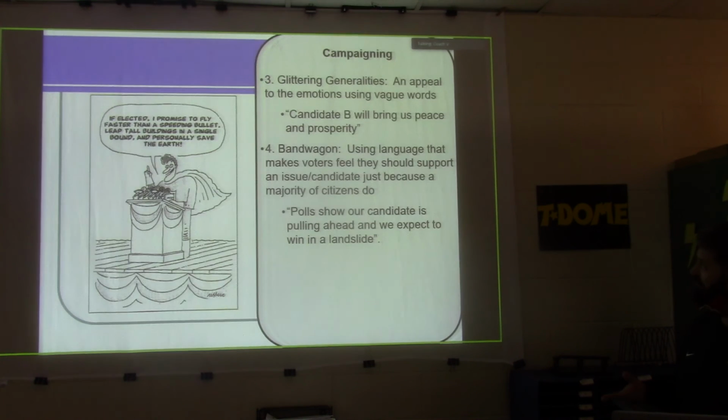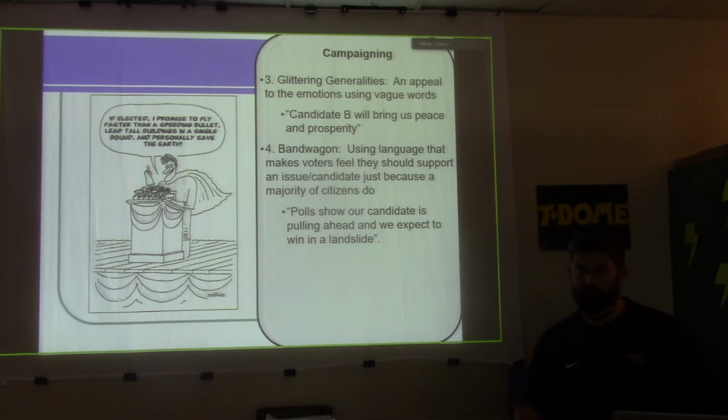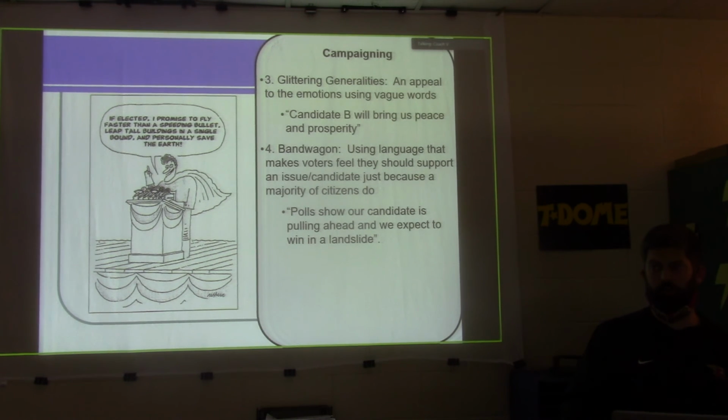Smart guy. Then, facts. There's this thing called glittering generalities, which Obama was super good at. So an appeal to the emotions using vague words. Candidate B will bring us peace and prosperity. If you remember Obama's poster that he had, it was Obama's picture, kind of red and blue, and it said hope, yes we can, or change.